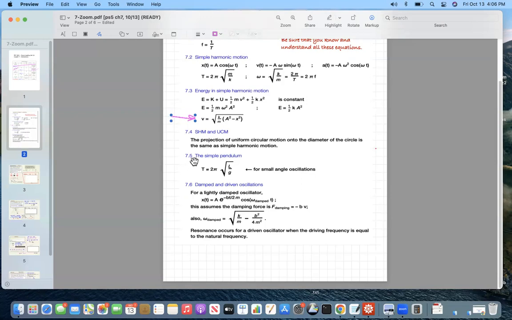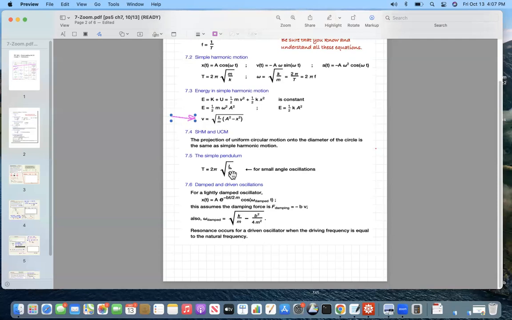A pendulum's another example of an oscillation. When the amplitude of oscillations is small, the period of oscillation is 2 pi times the square root of L over g, where L is the length of the pendulum and g is the acceleration due to gravity.